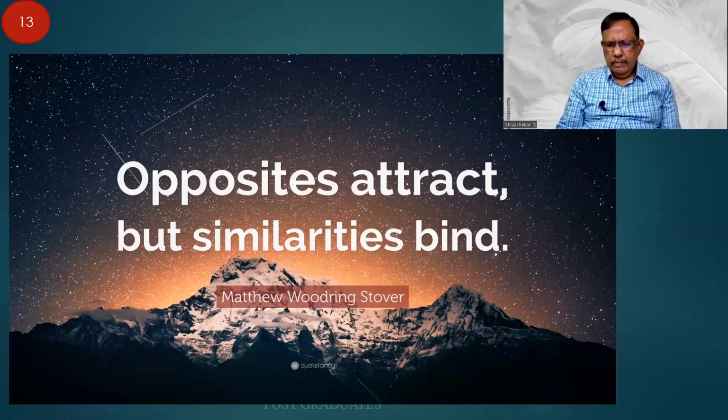Opposites attract, but similarities bind. It can be again related to sex or the personalities.